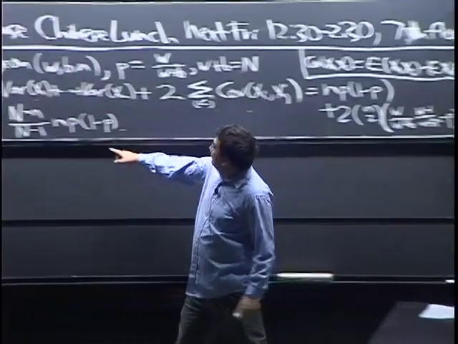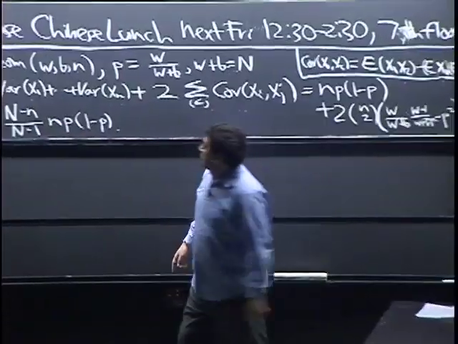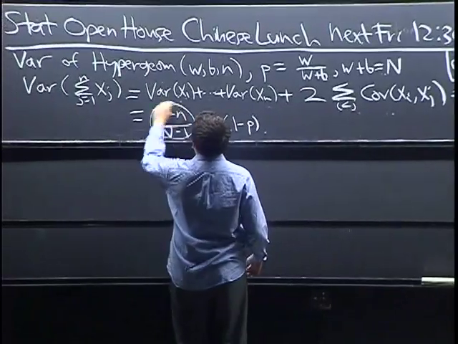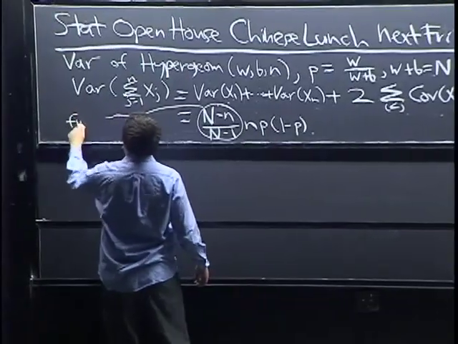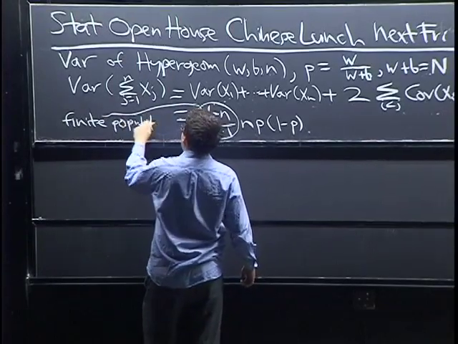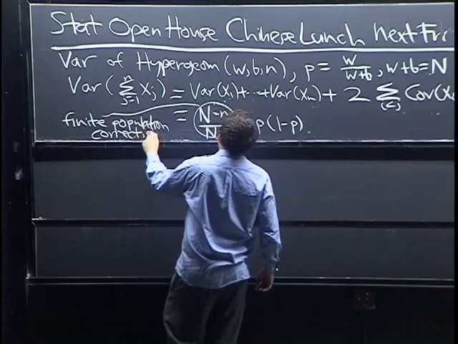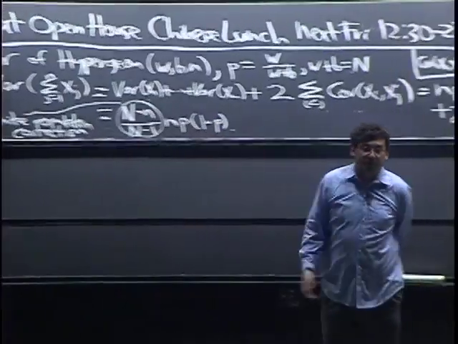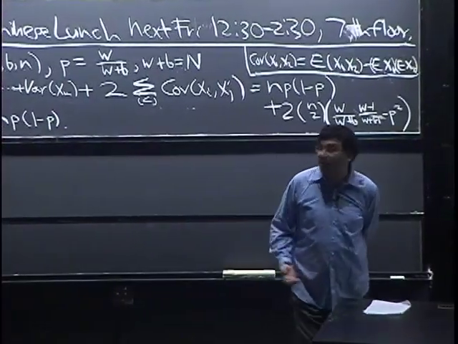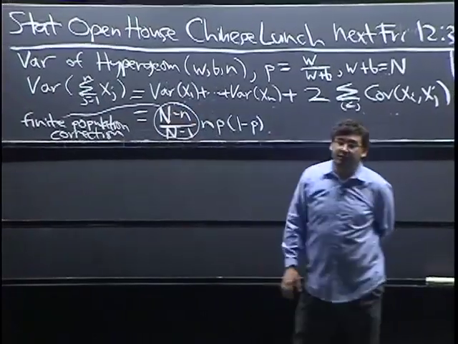This part looks very familiar, right? That's just the variance of a binomial np. This factor in front in statistics is called the finite population correction. And this answer, it's really neat that it works out to something so simple and similar to the binomial. It looks like the binomial variance. It's just we need this extra correction factor in front.